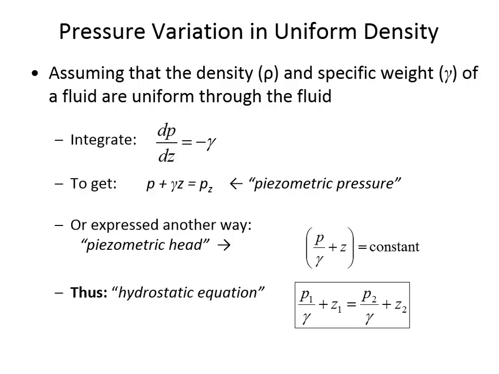So between point 1 and point 2, the pressure at 2 is greater than the pressure at 1. Well, where did that extra pressure come from? It came from the delta Z. The change in elevation is what causes the increased pressure at location 2.